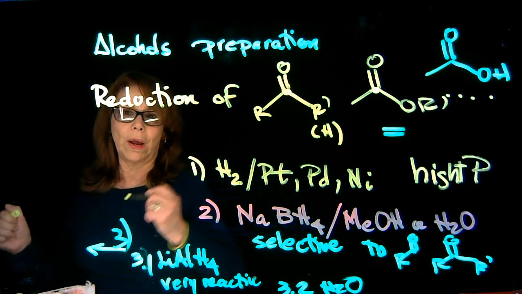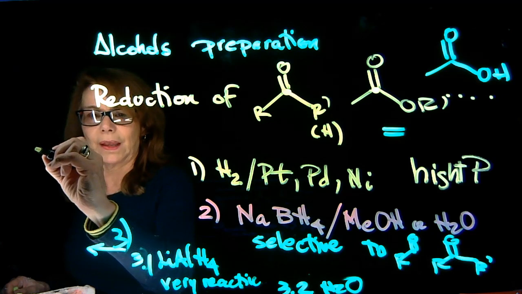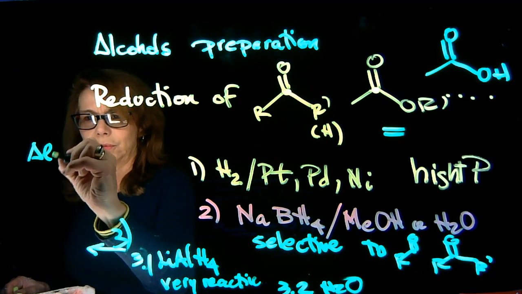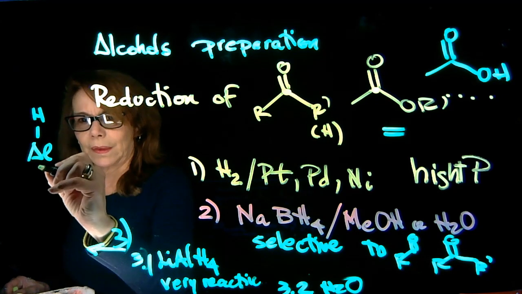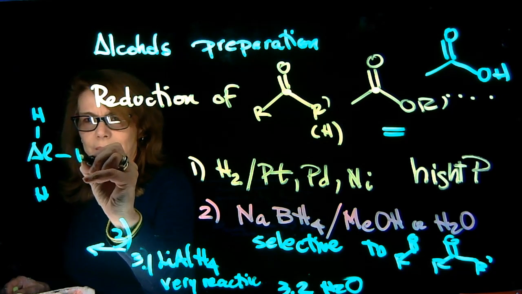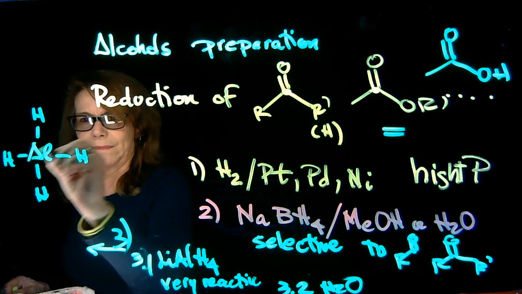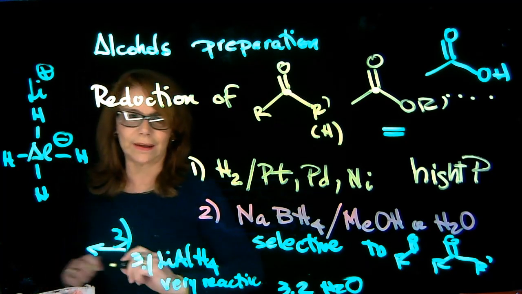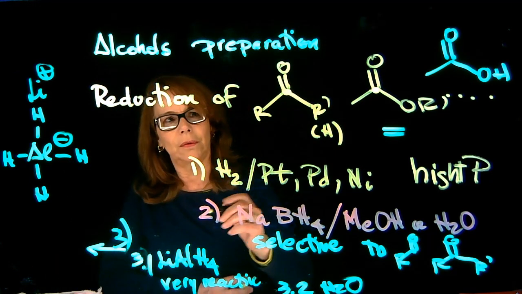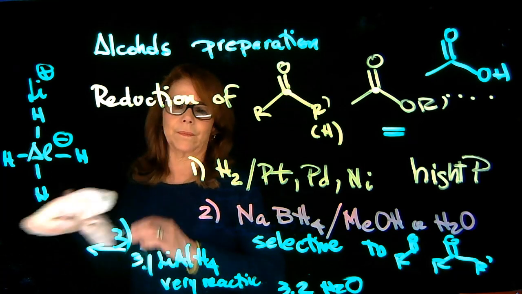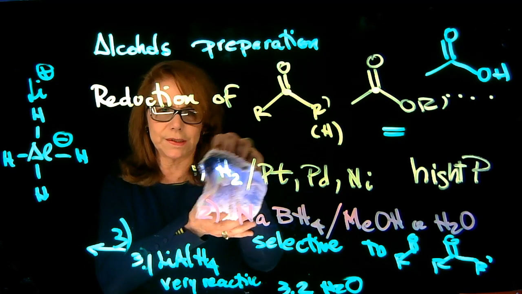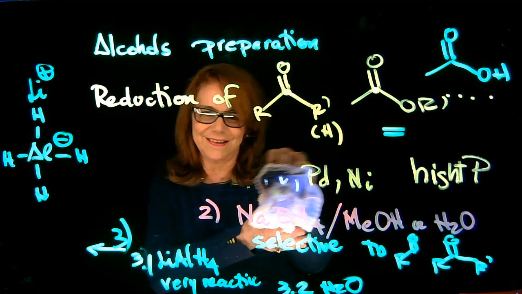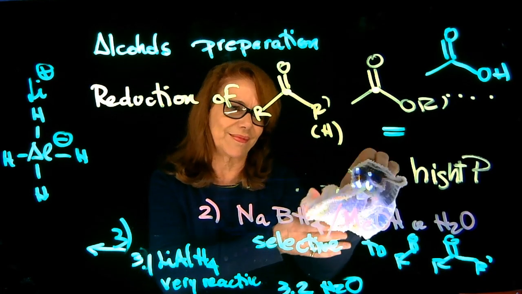And this is what happens. So say that I have aluminum here in my four hydrides, that's a formal negative charge. We have lithium just as the counter ion. So in that reaction, let's erase something here to have more room.